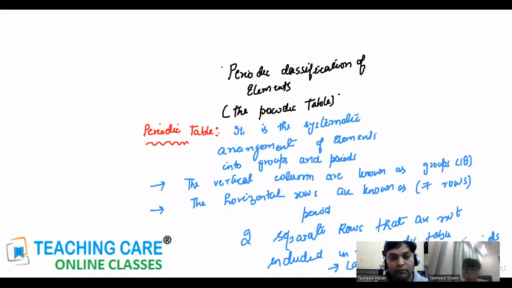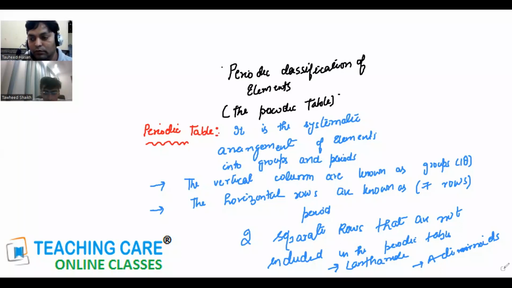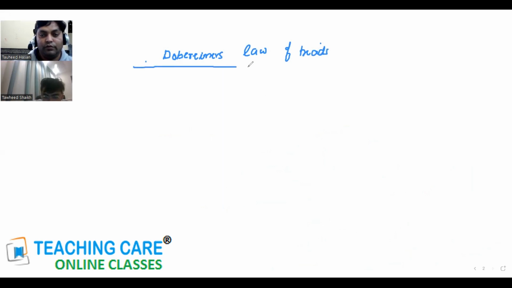When we talk about the history of the periodic table, the first scientist who reported on it is Dobereiner. These are the important events in the history: Dobereiner's law of triads. He tried to classify the elements. What does Dobereiner's law of triads say?